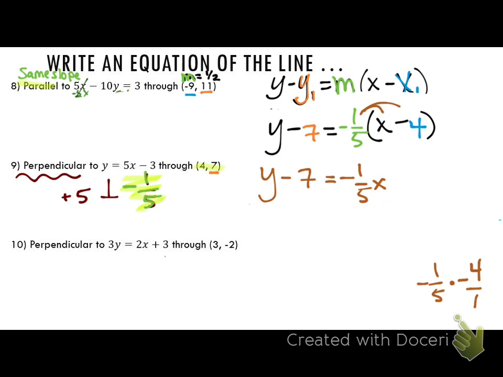What does it make? Multiply straight across. 1 times negative 1 times negative 4 is 4. And 5 times 1 is 5. Right? 1 times 4, we got our numerator. 5 times 1, you get 5. All right, we have a negative times a negative, which makes a positive. All right, what do I do next to solve for y equals mx plus b? Add 7.